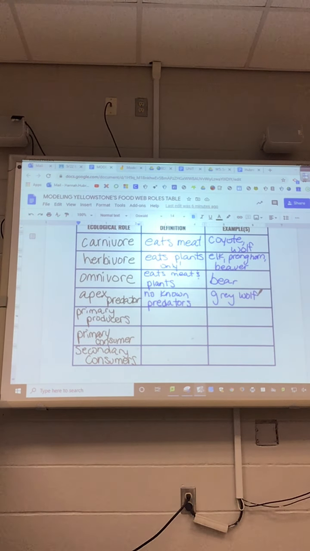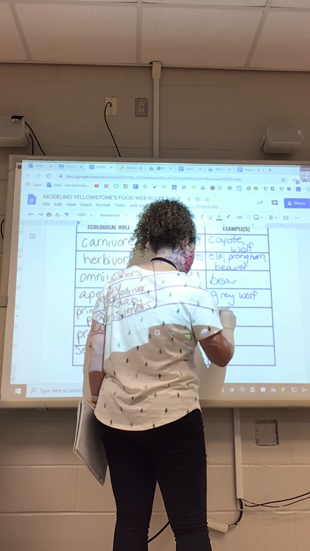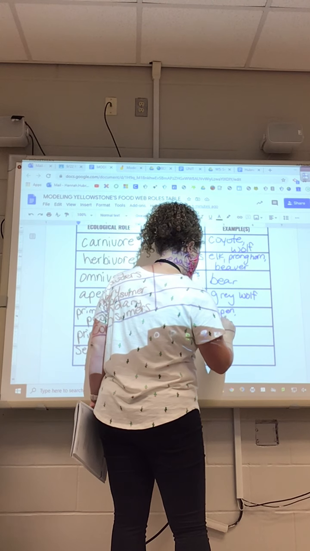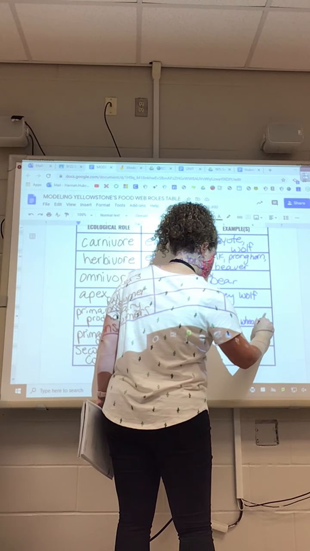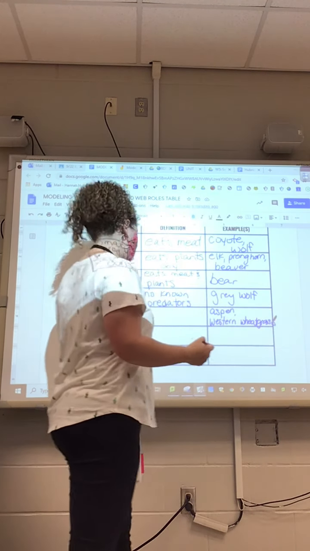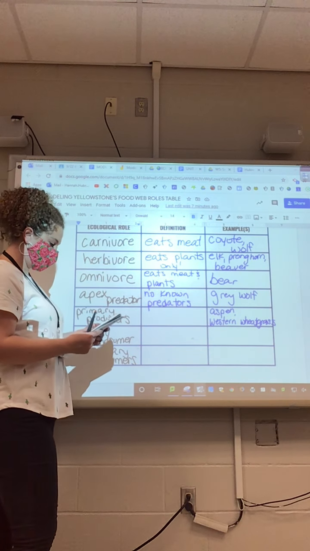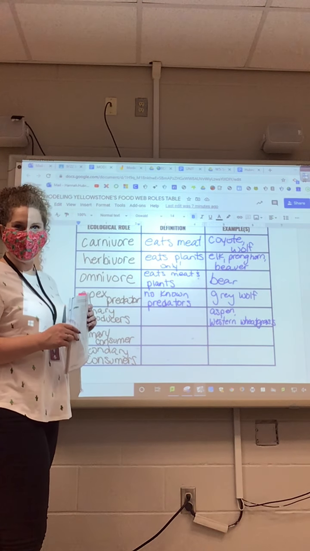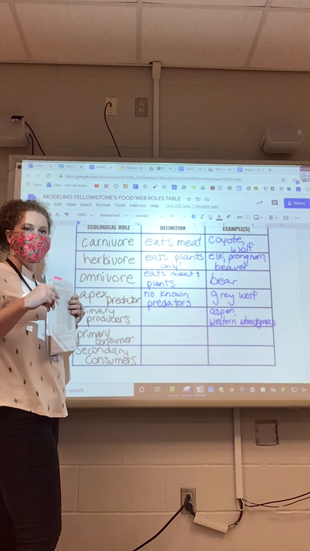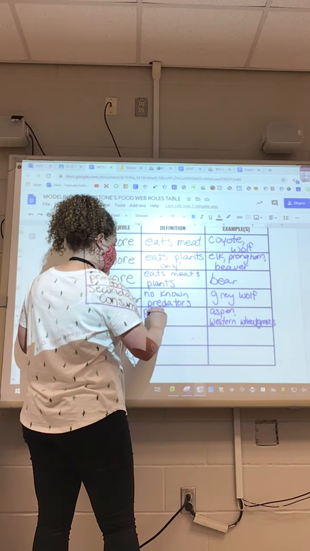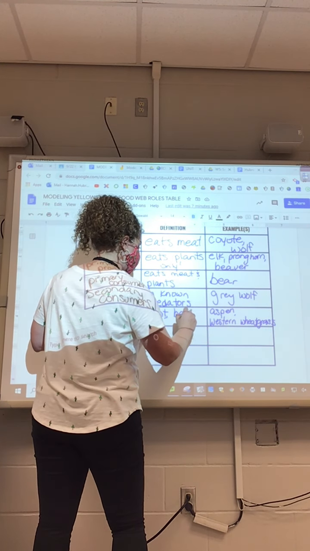An aspen is what? Would it be a primary producer? It is a primary producer. Western wheatgrass. Yep, and western wheatgrass. All right, so what is a definition for a primary producer? They're top producers. Okay. What's another word for a primary producer? A plant. And where do they fall on a food chain? Bottom. They're the bottom or the base of the food chain.